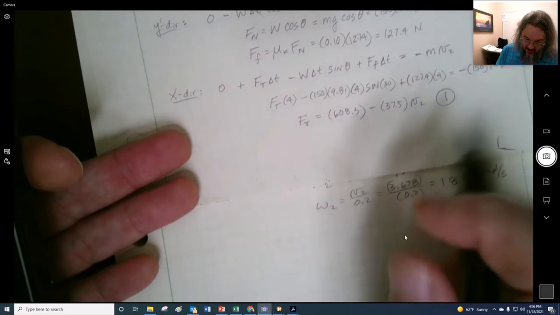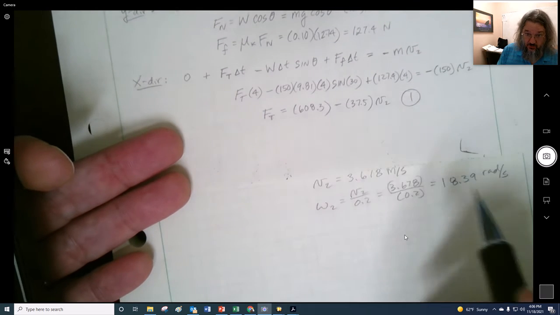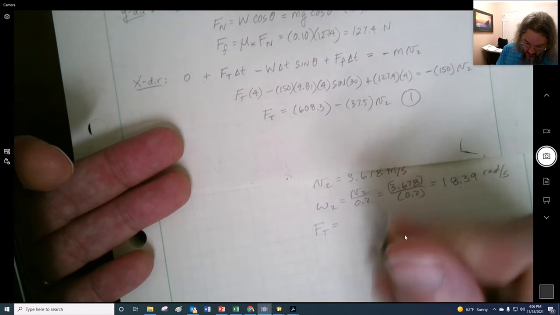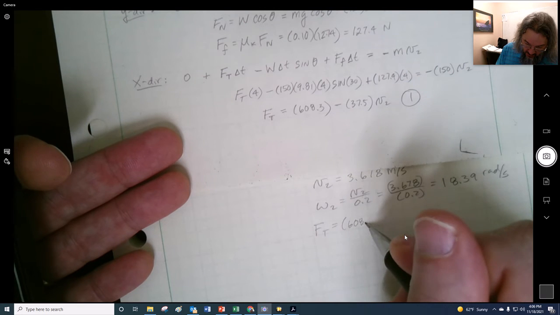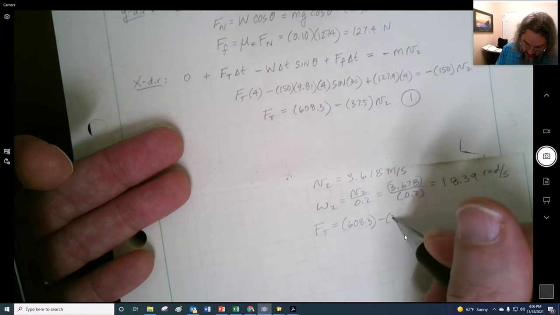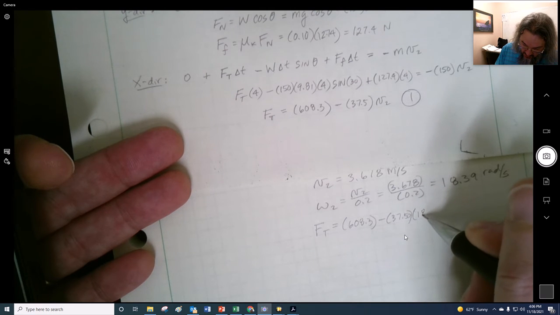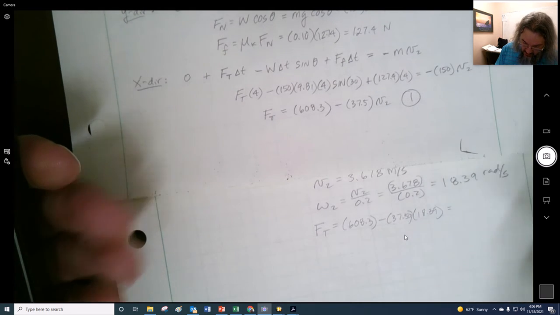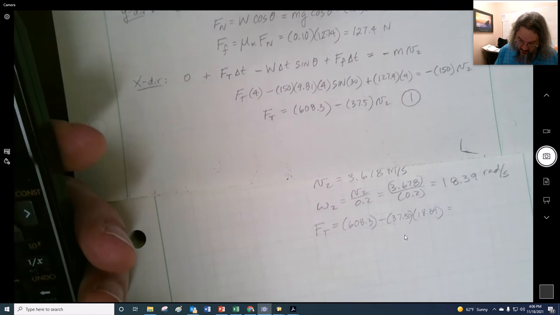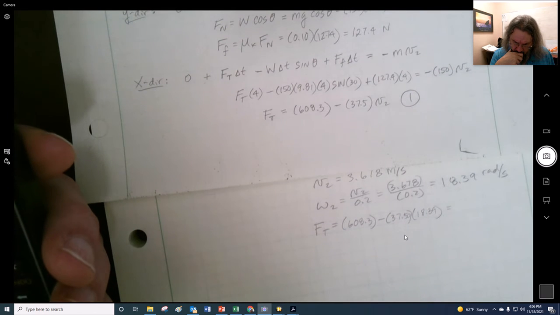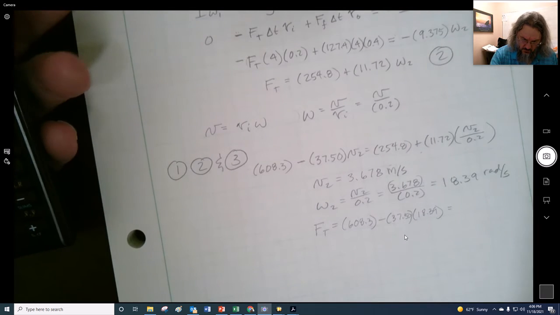We could do that with either equation 1 or 2, but let's find it with equation 1. 608.3 minus 37.5, 0 in there, 18.39. Boy, I hope that comes out. 37.5 times that. Ooh, that's not good. Can't push a rope.